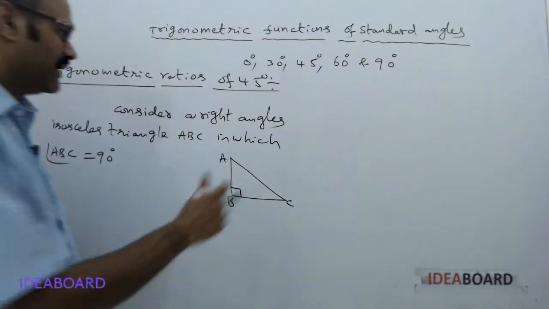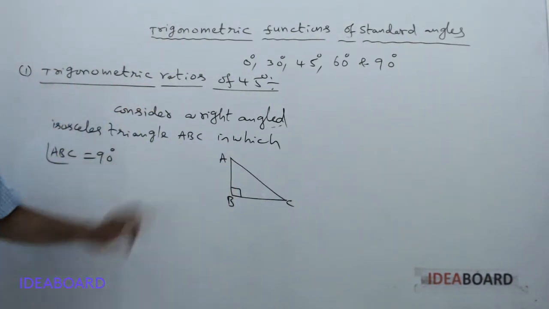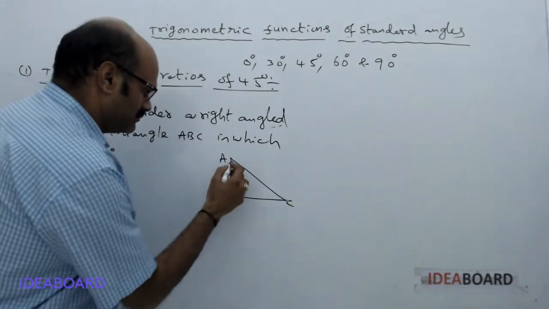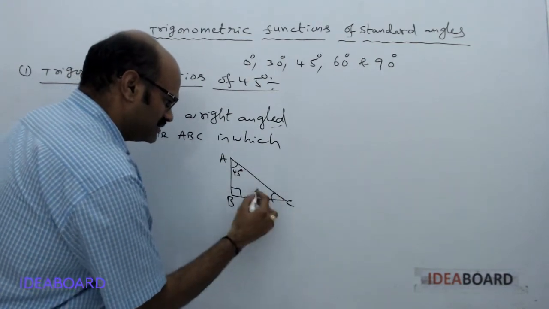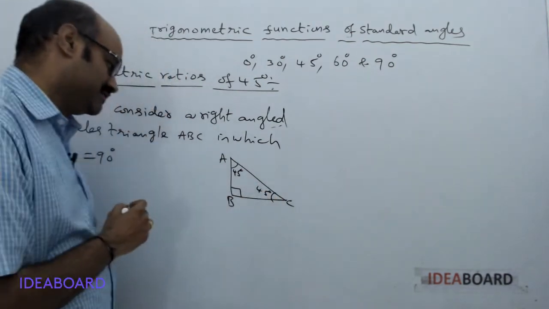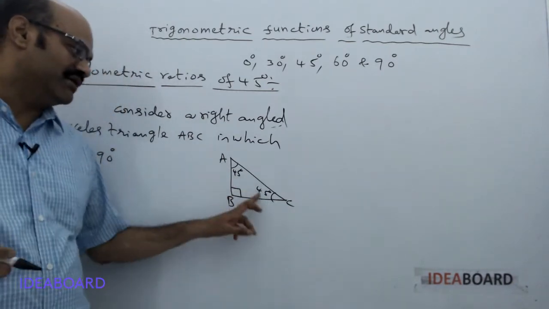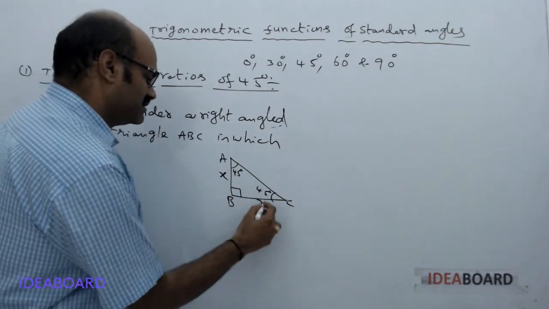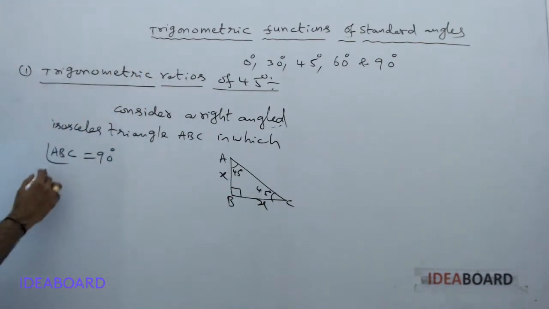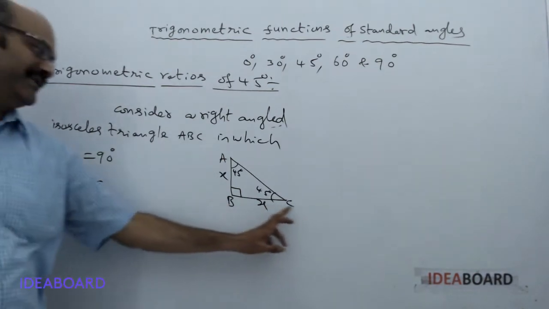Since it is a right angled isosceles triangle, this is equal to 45 degrees and this is also equal to 45 degrees. Whenever these two angles are equal, these two sides are also equal. So let me take this is equal to x, this is equal to x. Let AB equal to BC equal to x.